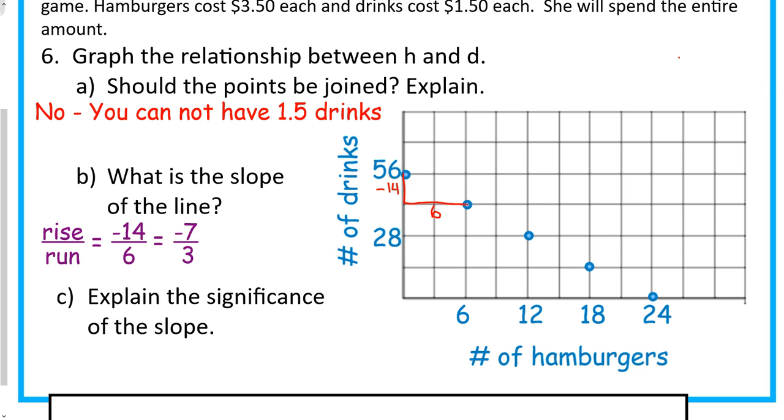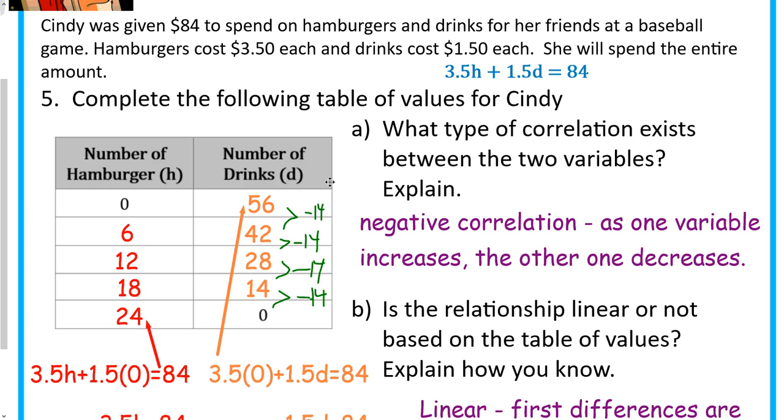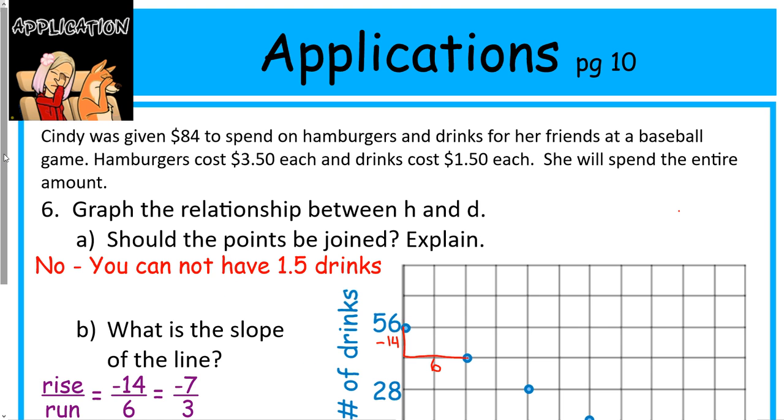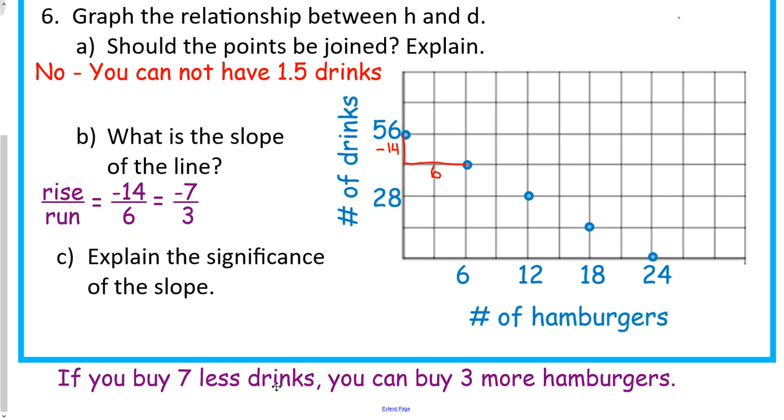The other thing you might notice, if we go back up and look at our chart, negative 14 over 6 was our slope. Look at that. We've got negative 14 over here as our first differences, and the 6 would come from these differences here. These are increasing by 6. So you can actually get the slope from looking at the values in the chart and doing the first differences on both sides. They need to correspond. Explain the significance of the slope. For this example, if you buy 7 less drinks, you can buy 7 more hamburgers.